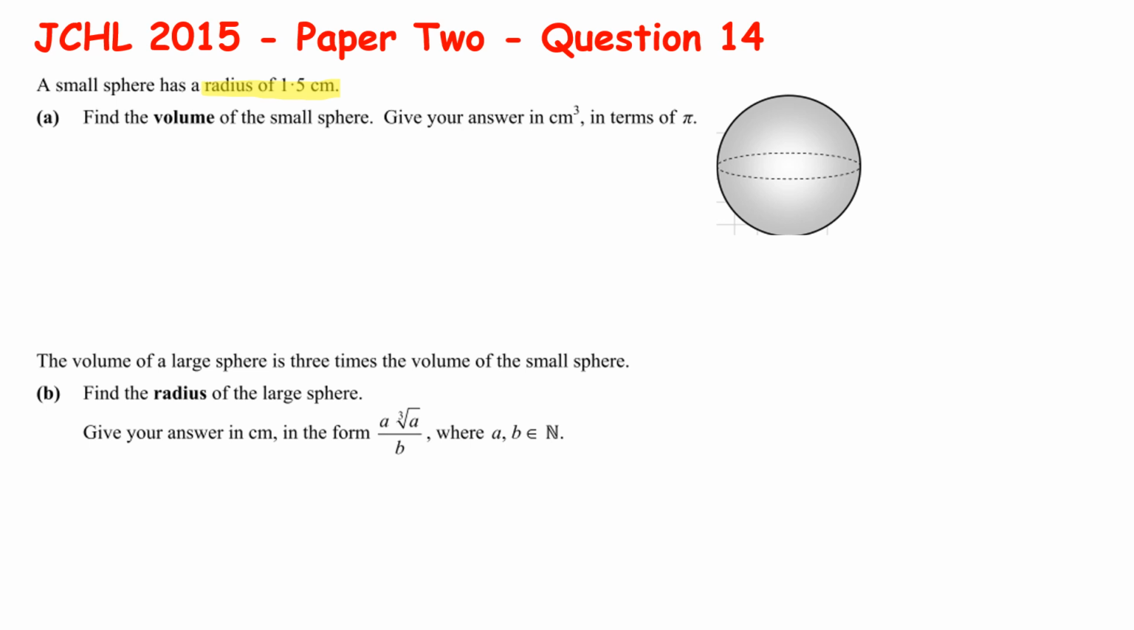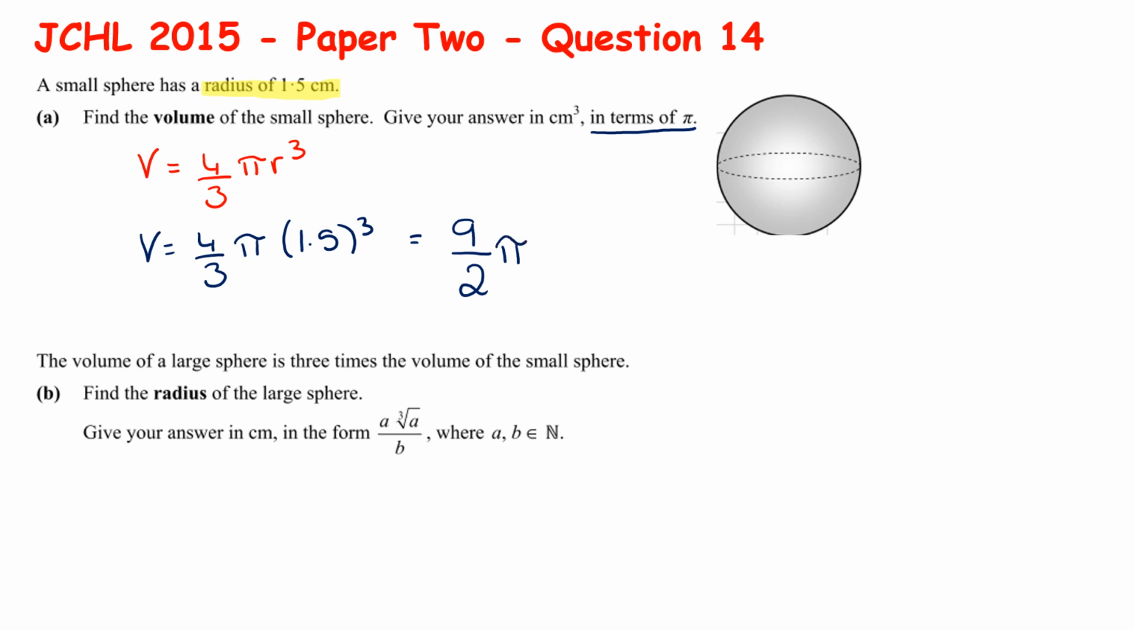So, a nice straightforward little question first, with our formula: 4 over 3 pi r cubed. Let's fill this in. So we get 4 over 3. It didn't tell us what to, oh sorry, it did. It said leave your answer in terms of pi. So pi in our answer, and then 1.5 cubed. We go to our calculator and put 4 over 3 multiplied by pi multiplied by 1.5 to the power of 3, and we get 9 over 2 pi centimeters cubed.